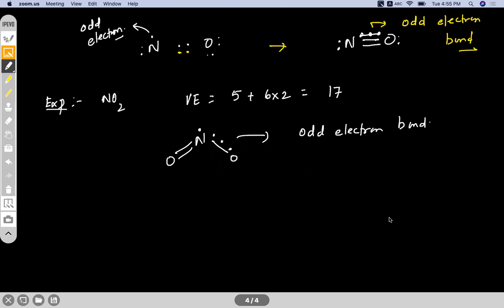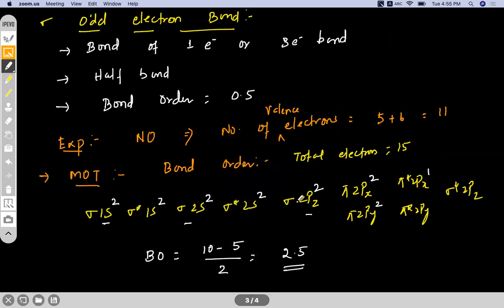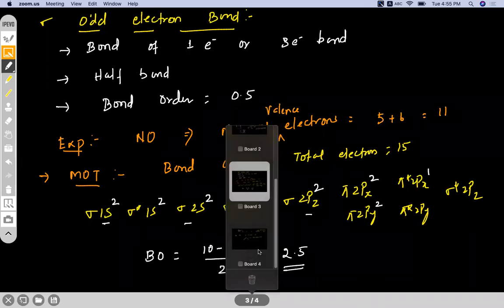You can also consider ClO2. Both are the same. Ruchita, we can also take ClO2. See, Meghna, both are correct. To draw the Lewis dot structure, we are taking valence electrons. Now to draw the molecular orbital configuration, I have taken total electrons. So both examples, I'm doing the same thing.